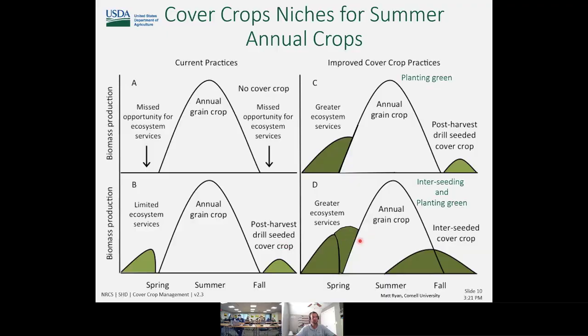So this is really probably the most productive way to provide those continuous ecosystem services that a producer could do by having those annual or those continuous living roots in those systems.